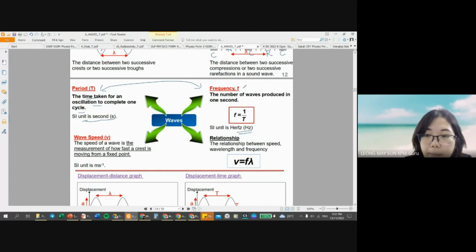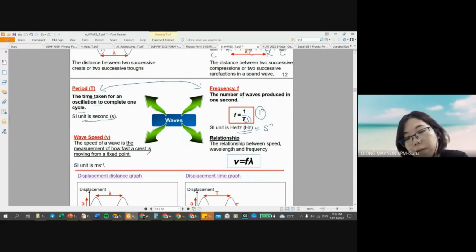Frequency is the number of oscillations or waves produced in 1 second. So, frequency and period: the first formula for wave is f equals 1 over capital T. This is the first formula for wave so far. And the unit of period here is second. The SI unit of frequency is hertz, and another unit is second to the power of negative 1. So that is the relation between period and frequency.